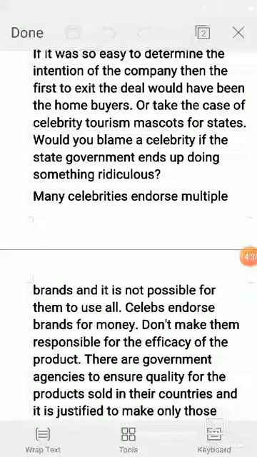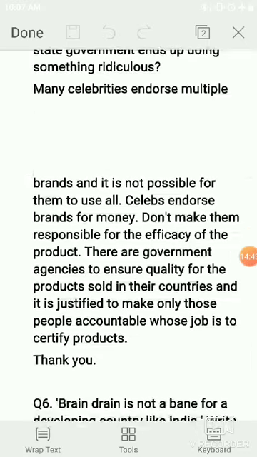Or take the case of celebrity tourism ambassadors for a state. Would you blame a celebrity for the state government doing something ridiculous? Many celebrities endorse multiple brands, and it is not possible for them to use all. Celebs endorse brands for money. Don't make them responsible for the efficiency of the product.